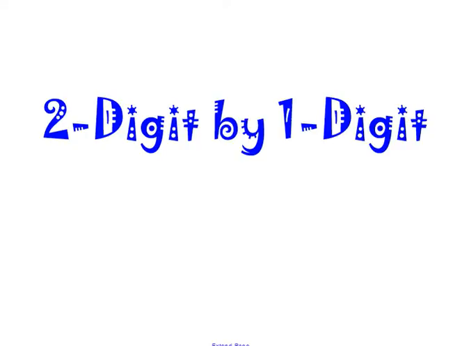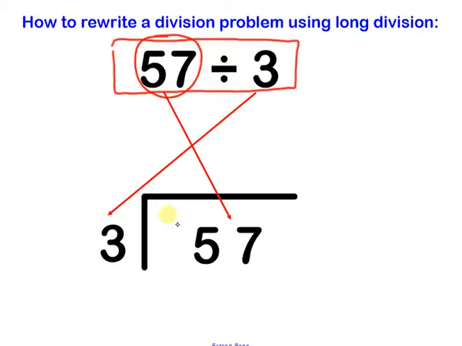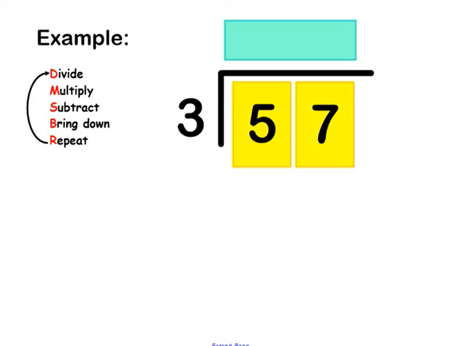All right, so we're going to start off by doing 2-digit by 1-digit. You're going to see problems written in this fashion most of the time. And in order to set up a long division problem, you're going to have to determine which number goes inside the bracket and which number goes outside the bracket. So the first number is the number that always goes inside of the division bracket. So 57 divided by 3 is rewritten as the 57 inside the division bracket with the 3 on the outside. All right, speaking of which, let's go ahead and solve that problem.